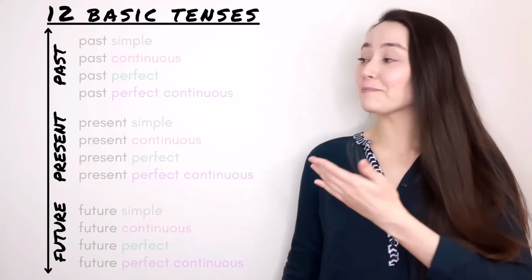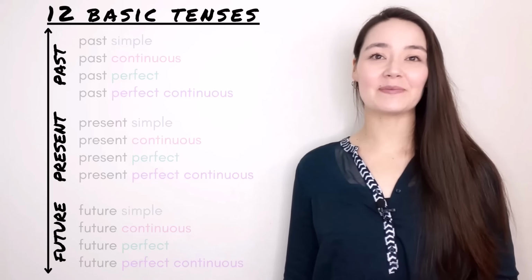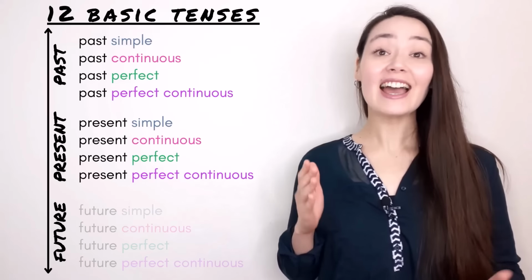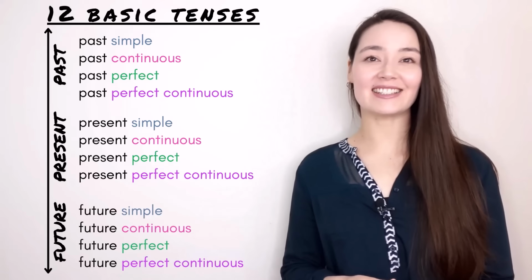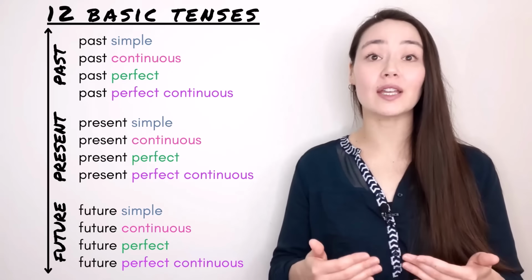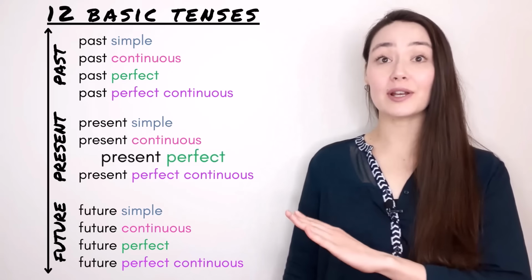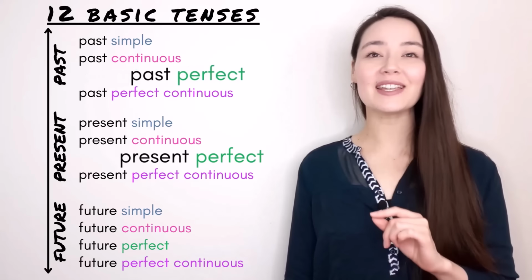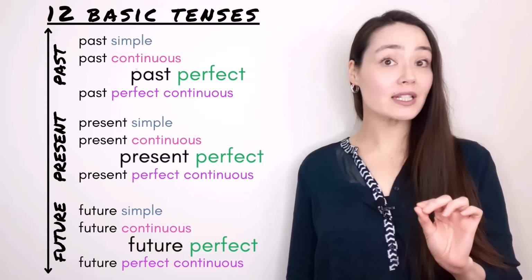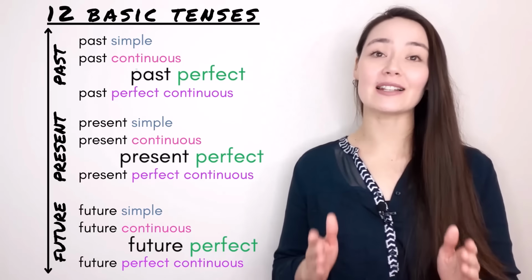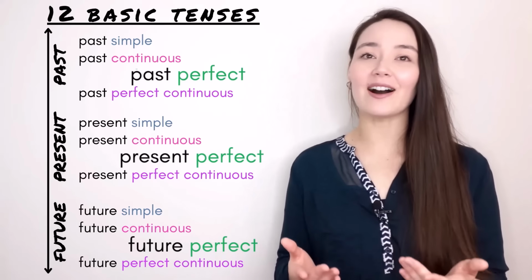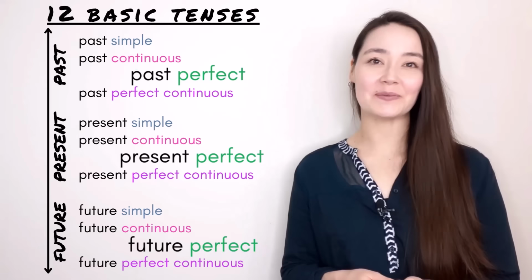There are 12 basic tenses in English. We have the present tenses, the past tenses, and the future tenses. In today's lesson, we are just going to focus on the perfect tenses: present perfect, past perfect, and future perfect. By comparing only the perfect tenses, you can see how similar they are, which makes them easier to learn.